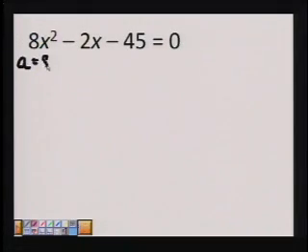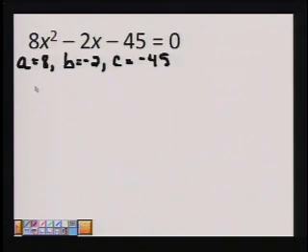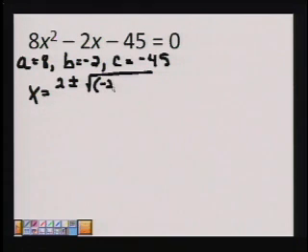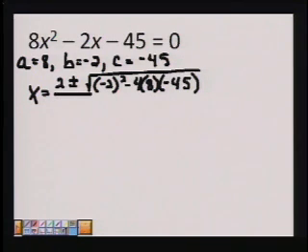Consider this example. 8x squared minus 2x minus 45 equals 0. So a equals 8, b equals negative 2, and c equals negative 45. That gives us positive 2 plus or minus the square root of negative 2 squared minus 4 times 8 times negative 45, and all of that is in the square root, all over 2 times 8.